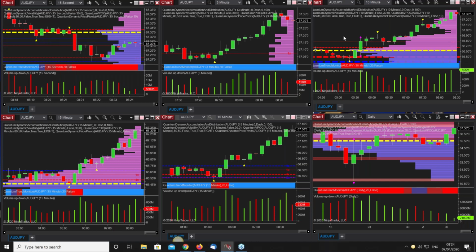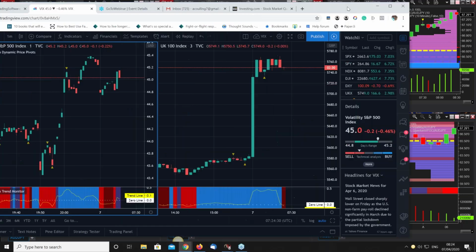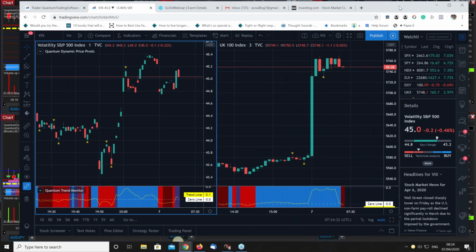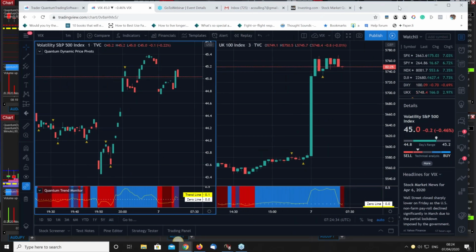Just keeping an eye on what's going on in the FTSE. It's flip-flopping around. I'll just pull this over for you just before I pass back to Anna. There we go. That's what's happening in terms of the VIX on the left, got that on 1, and the FTSE 100 on the right.